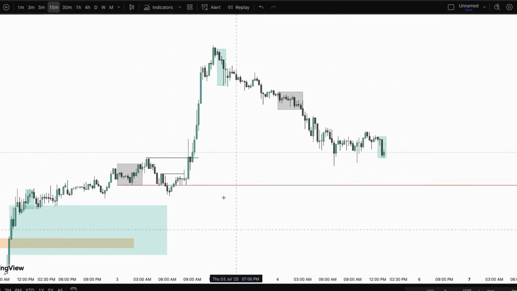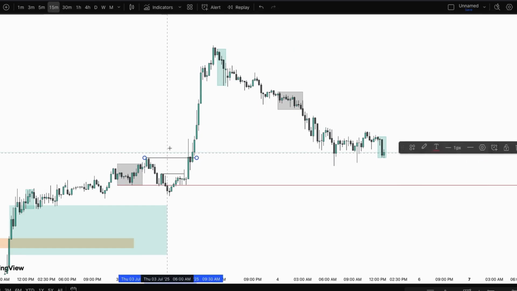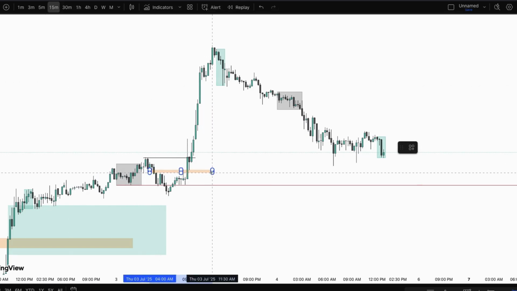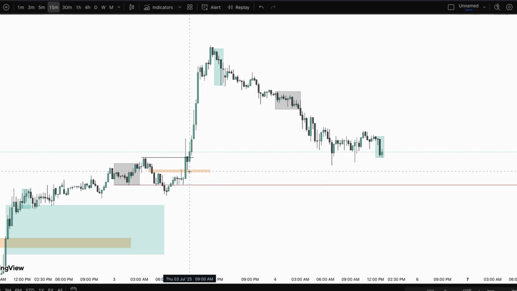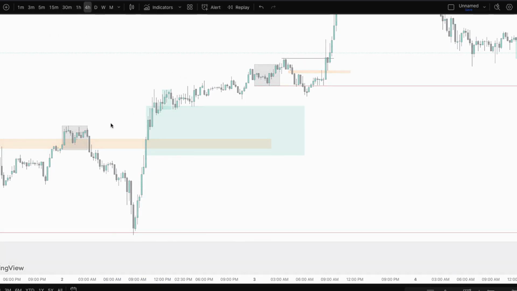price broke this high here. Price broke this high, then a pullback into what? Into inversion. The same entry, but this is 15 minutes. Pull back into the inversion, then boom. So this is you using the strategy with a top-down analysis.